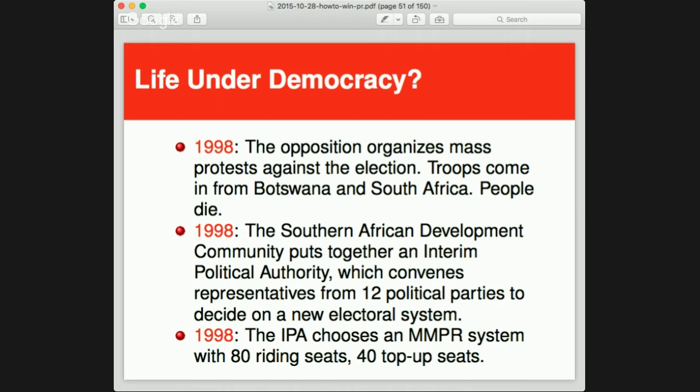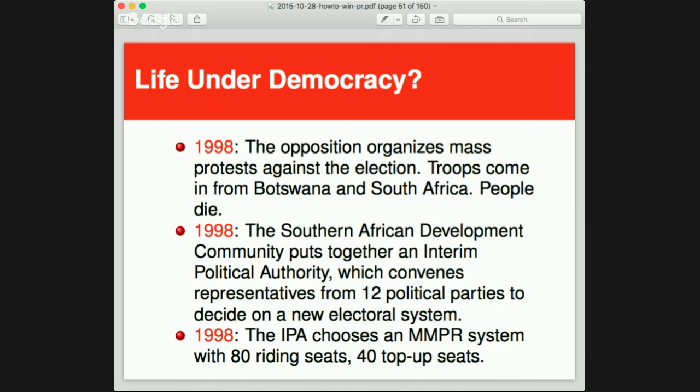So what did they do? Well, later that year, they did choose a system. They chose the mixed member proportional system, and they had 80 seats that were riding seats, just like the ones they had now. And then they had 40 of those top-up seats that they could give to people whose votes were squished. Okay? So what happens then?